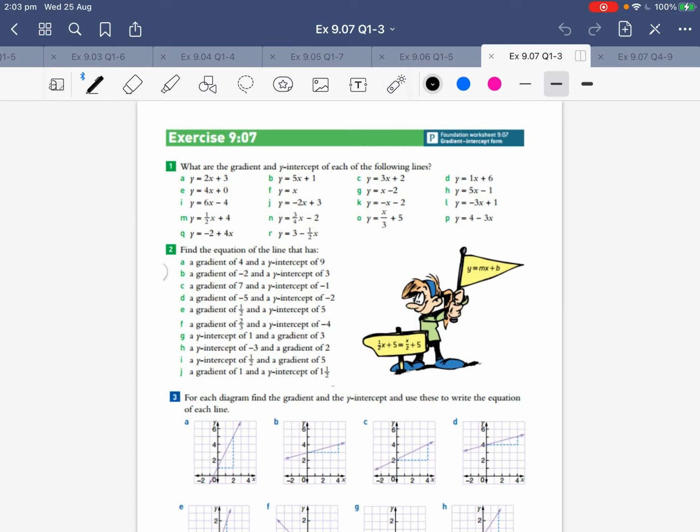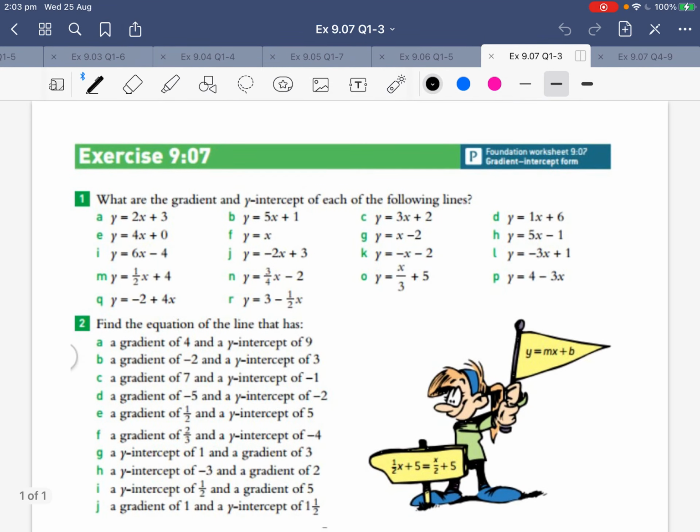Okay, so for exercise 907, we are looking at the gradient intercept form of a straight line, y equals mx plus b. So we have the formula y equals mx plus b, and that is the formula of a straight line equation. And it is in the form of the gradient intercept.